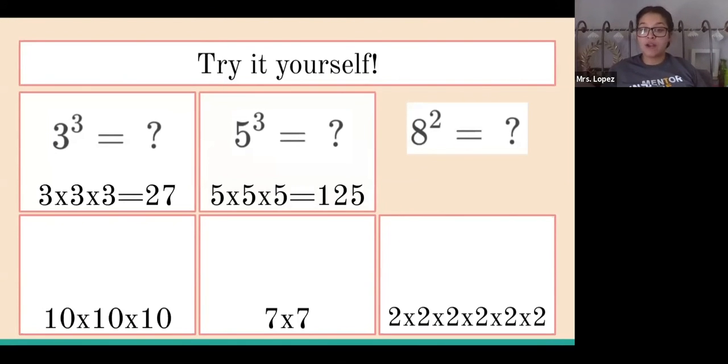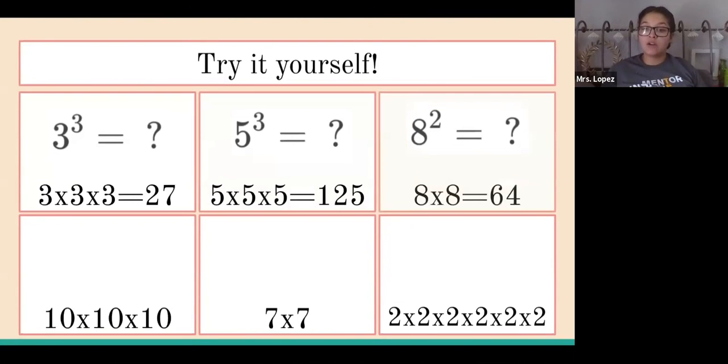We have 8 raised to the 2. That means it's 8 times 8. 8 is going to be multiplied by itself 2 times, so 8 times 8 equals 64. Then our next one is 10 times 10 times 10. We want to write that in exponential form. So how do we write that in an exponential form?